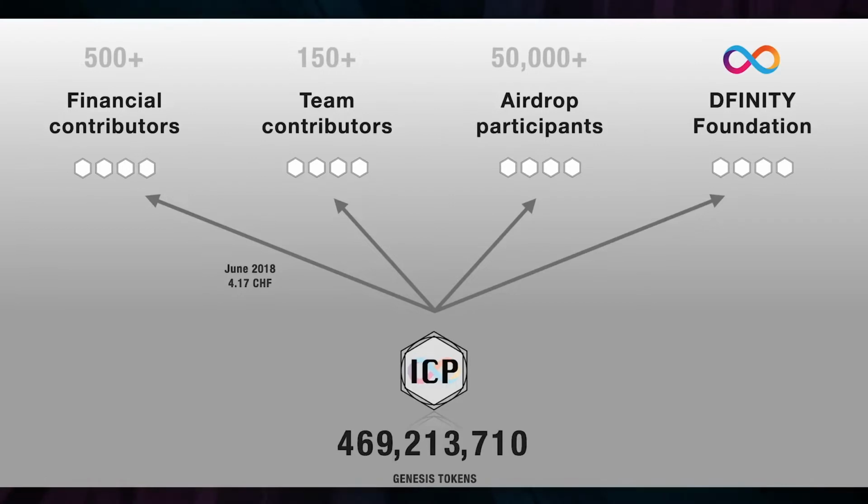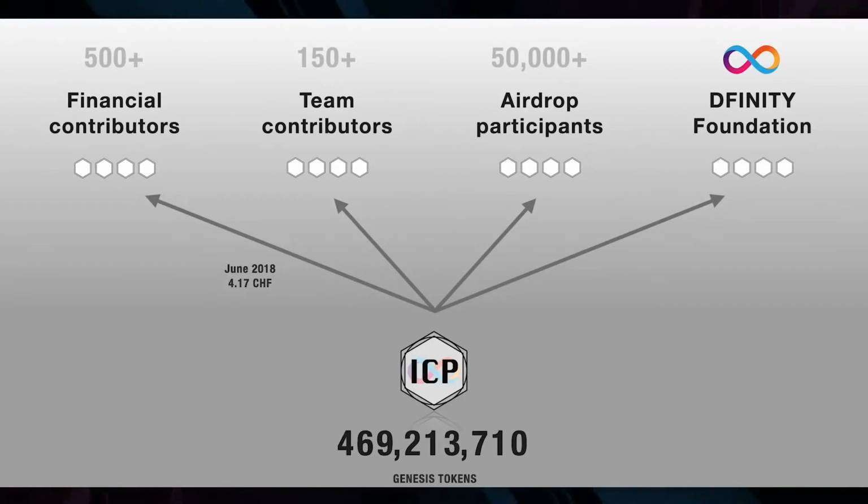The second cohort is the 150 plus team contributors, made up of the 120 current full-time team members and others who have contributed over time. The third is 50,000 plus airdrop participants who participated in the airdrop we ran in 2018 and successfully passed KYC. And finally, there's the DFINITY Foundation itself, which holds tokens in an endowment that it uses to fund operations.